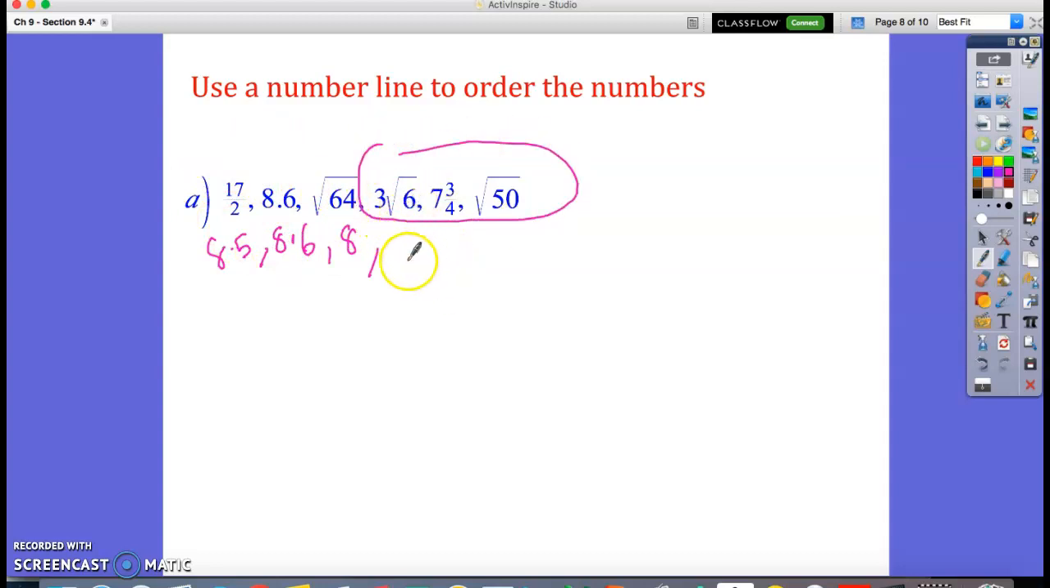Now 3 square root of 6. I am going to bring the 3 inside. So this will be square root of 9 times 6. So there will be square root of 54. And 7 and 3/4 and square root of 50, right? And you know that square root of 54 is bigger than 50, right? So this is square root of 50. And now between square root of 54 and 7 and 3/4, right?